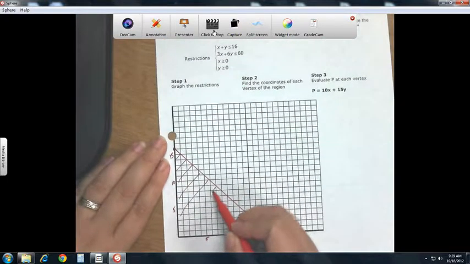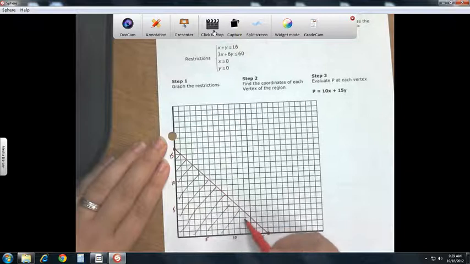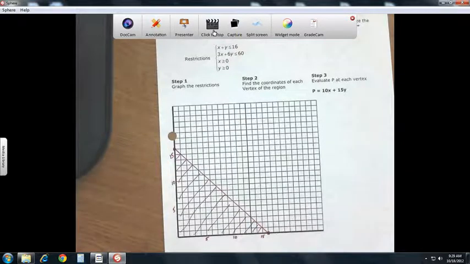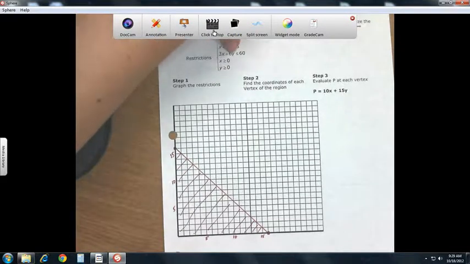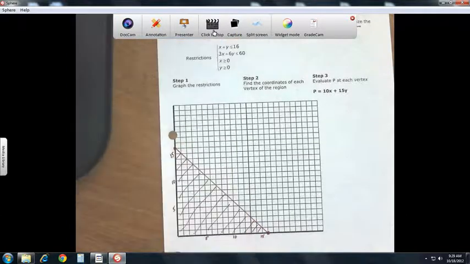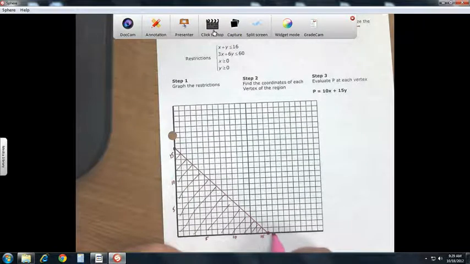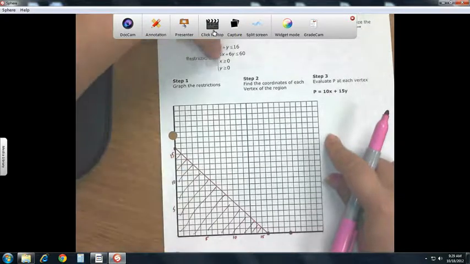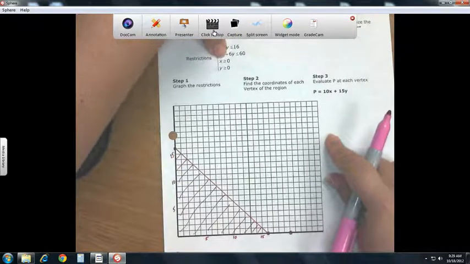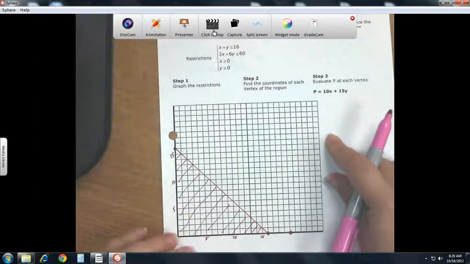Okay, now I'm going to grab a second color. I'm going to use pink. My second equation, my x-intercept would be 3x equals 60, so x is 20. My y-intercept would be 10, because 6y is less than or equal to 60. So right there. And now I am going to draw in that line.